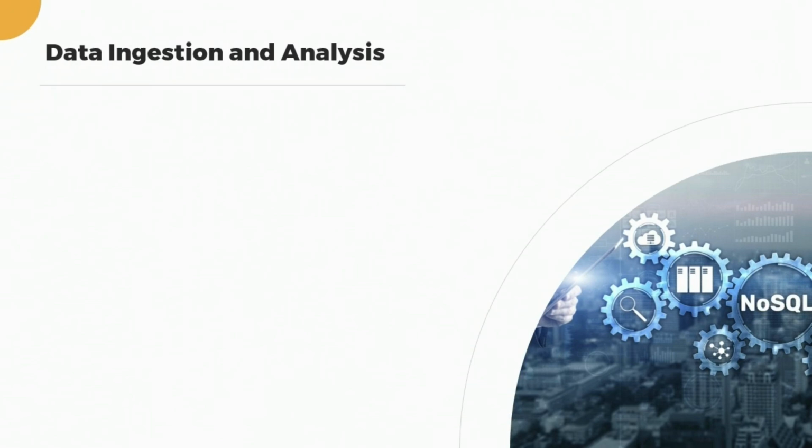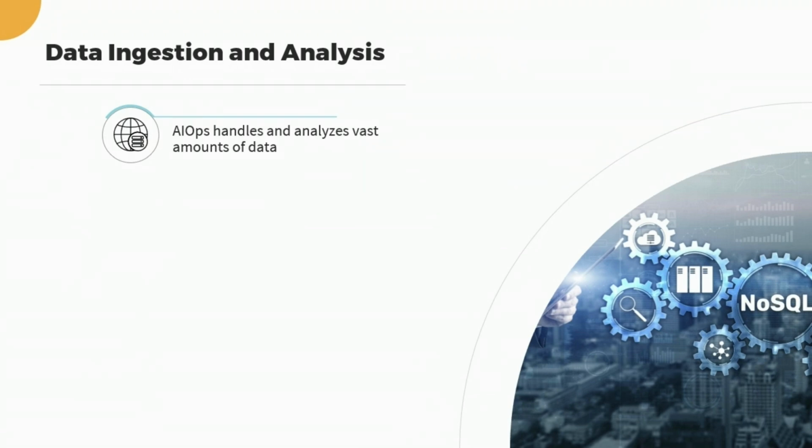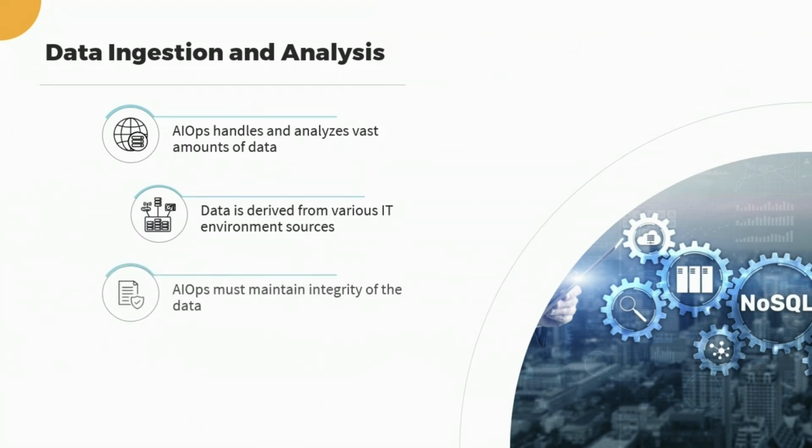And finally, data ingestion and analysis are fundamental processes in AI ops that enable organizations to derive actionable insights from vast amounts of IT data. AI ops platforms are equipped to ingest, process, and analyze large volumes of data generated by IT systems, applications, and infrastructure. And data sources include logs, metrics, events, configuration data, and external sources like social media and customer feedback. And ensuring data quality and integrity is critical for accurate analysis and decision making. AI ops platforms employ techniques like data validation and cleansing to maintain data integrity.